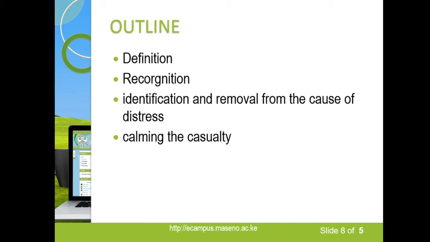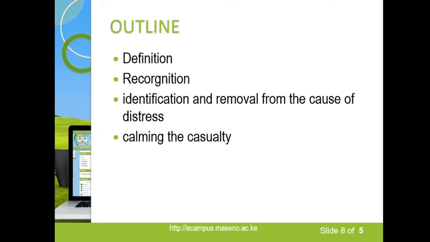And if it is possible, you should move the casualty or lead the casualty to a place that is quiet, where she or he may be able to regain control easily and quickly. Now, if this is not possible, then it is important to ask the bystanders to leave. Sometimes more people cause more anxiety. So if there are many people, you disperse them, you ask them to leave so that the casualty may find a more quiet place to rest.